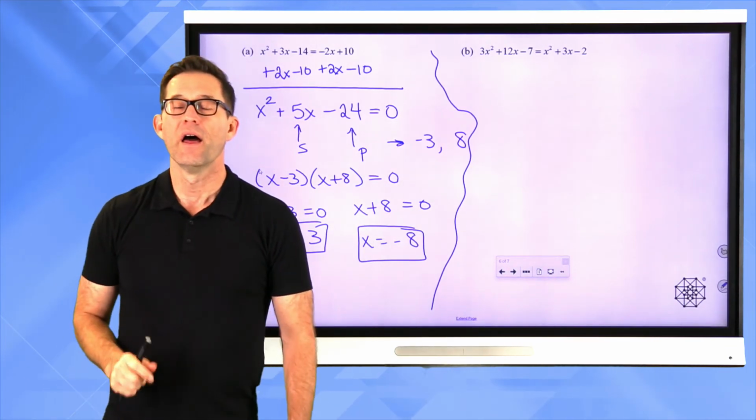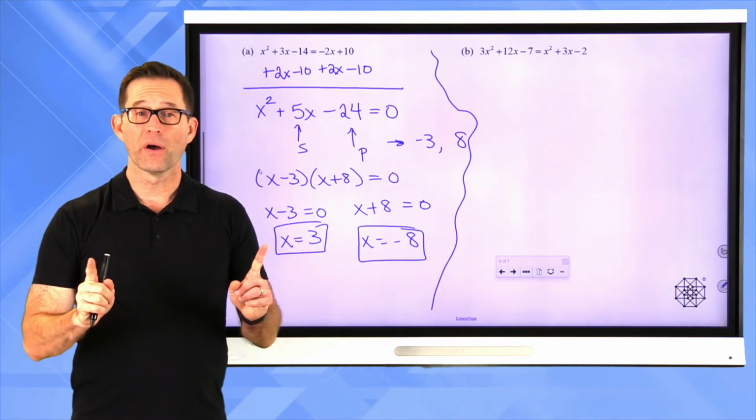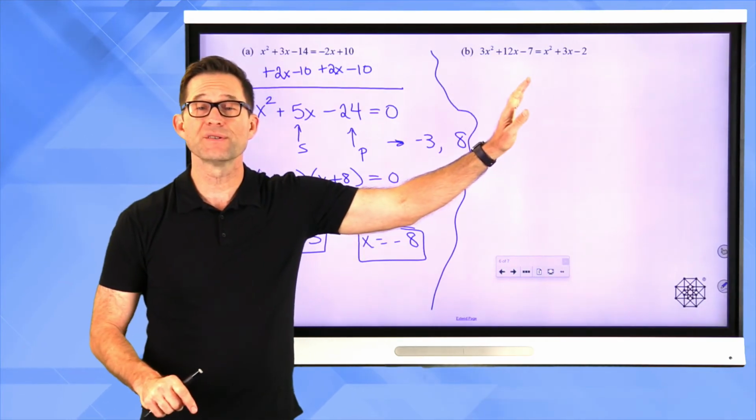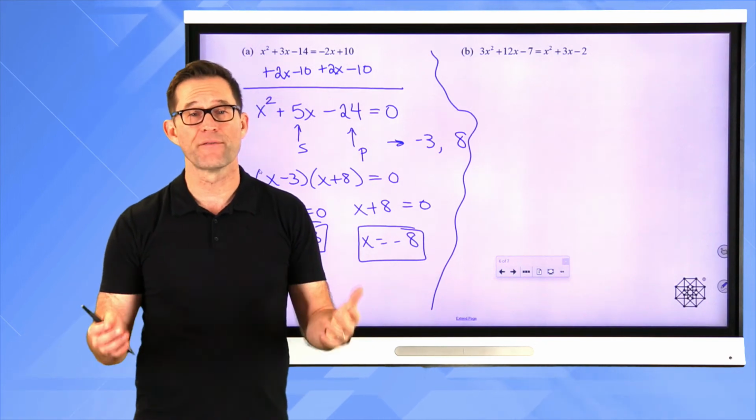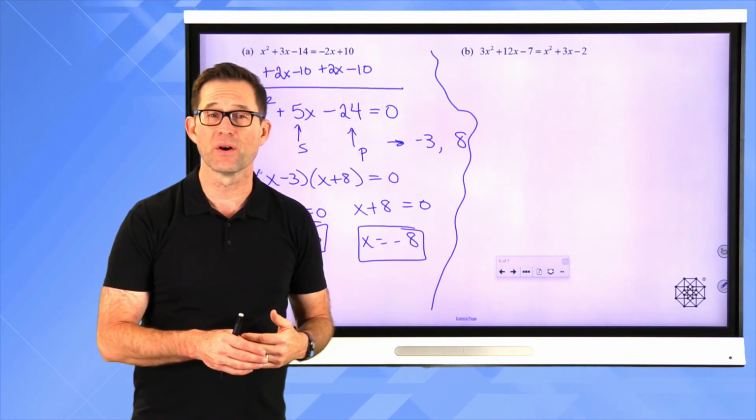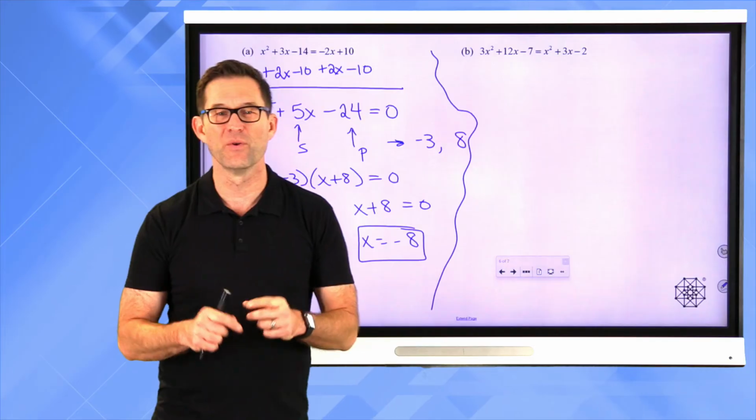Great. What I'd like you to do now is pause the video, try to rearrange this equation so it's all equal to 0, then take the resulting equation, try to factor it, set each factor equal to 0, and solve. See what you can do on that problem.